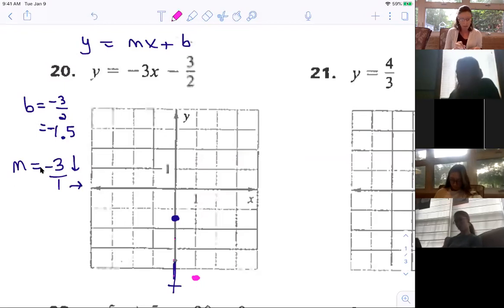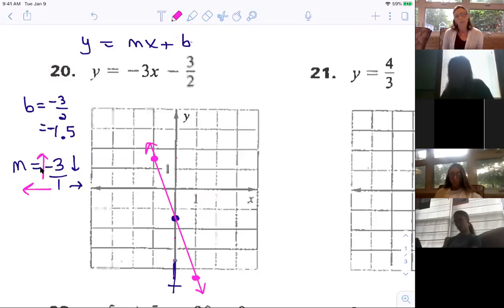Or I could go the opposite. I could go up 3 and I could go backwards 1, and that's still negative as well. So up 3 and backwards 1. And again, it's going to be in the middle of the box because the y-intercept was in the middle of a box. So connect your points. And then you have a line. So graphing a fractional y-intercept just means making it a decimal. It's not going to be in the corner in an exact point. It might be somewhere in the middle of our box or our grid. Any questions with 20?